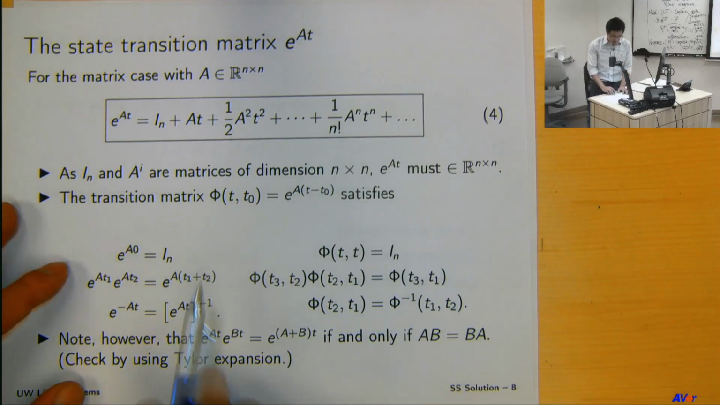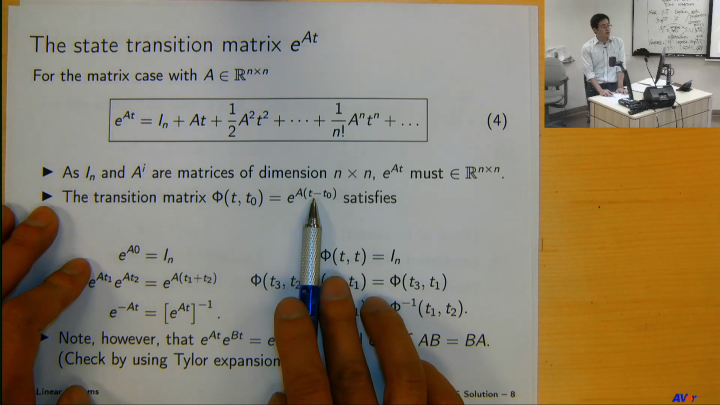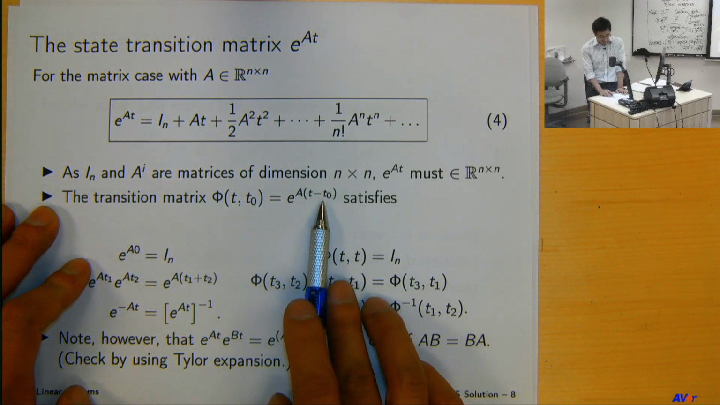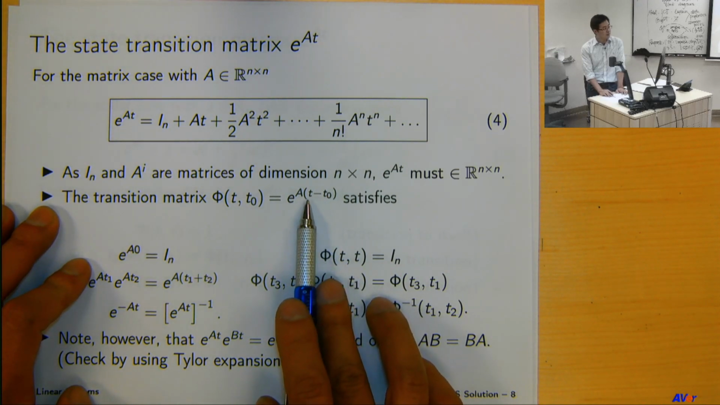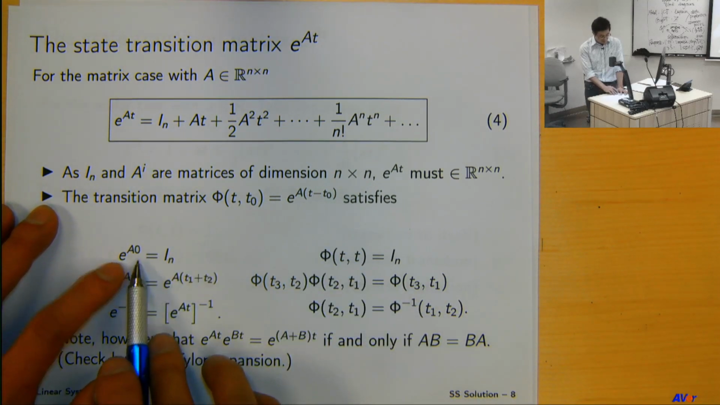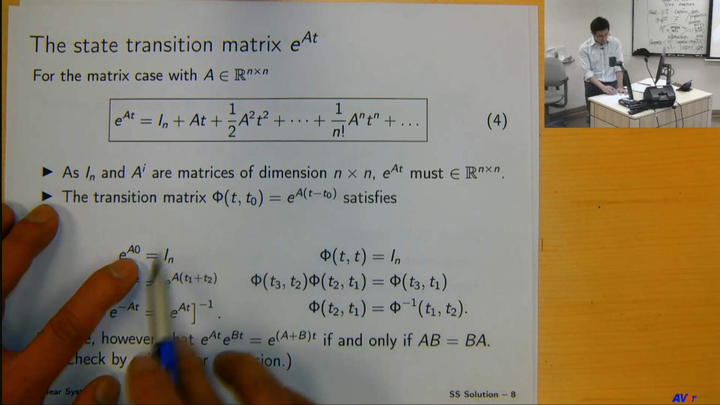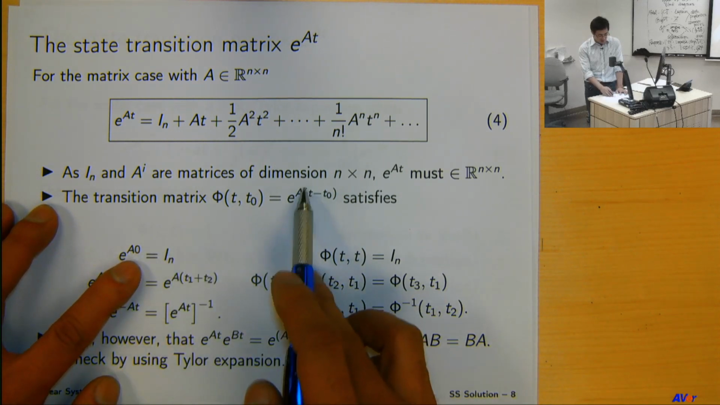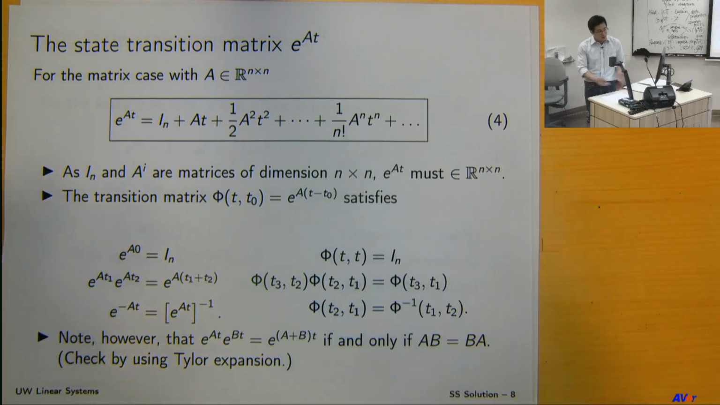So it satisfies this. If t is t0, meaning that I'm not going anywhere, I start at t0 and the time remains at t0. So this is transitioning to itself. e^(A t) with t equal to t0 is identity. So if this is 0, this is identity, and this transition matrix equals identity.